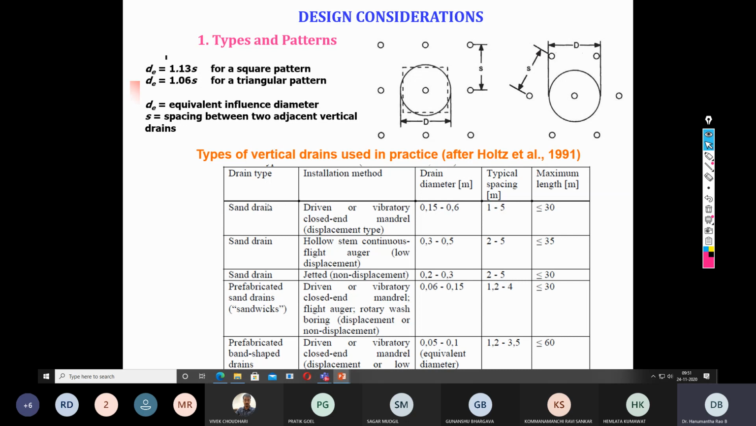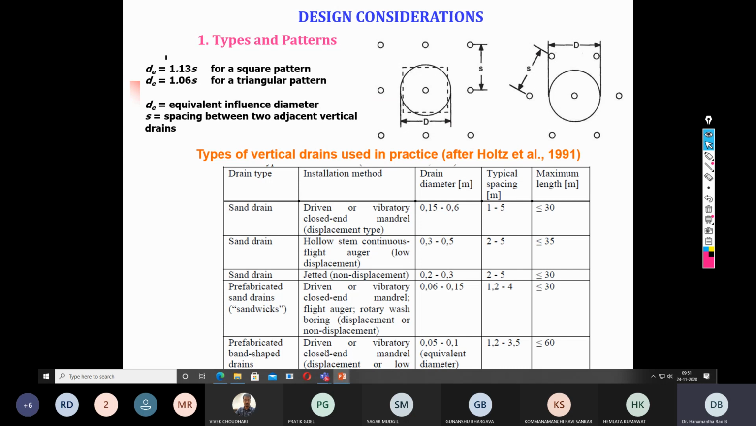So there are two technologies we normally use in case of accelerated consolidation. One is sand drains. This technology is almost obsolete. Now we are giving more preference to prefabricated vertical drains. Those are called PVDs or wick drains. So this is a prefabricated sand drain. This PVD is driven by driven or vibratory closed end mandrel, flight auger, rotary washboarding, displacement or non-displacement. In this case, the drain diameter should be 0.06 to 0.15 meter, and typical spacing is 1.2 to 4 meter, and valid for less than 30 meter.